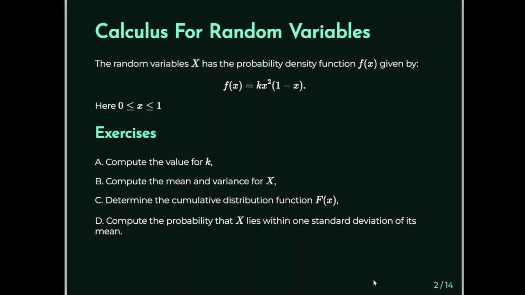The random variable x has a probability distribution f of x given as follows. f of x equals k times x squared times 1 minus x. Here, x is between 0 and 1. That's important because that gives us the limits for integration when we have to do some integration.